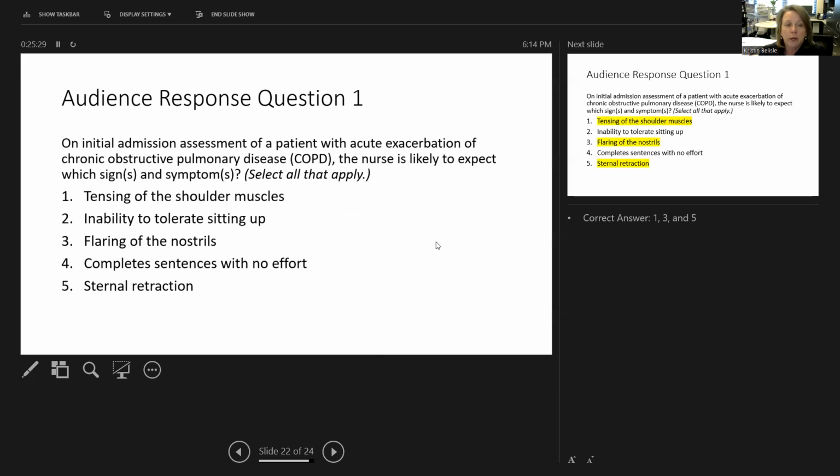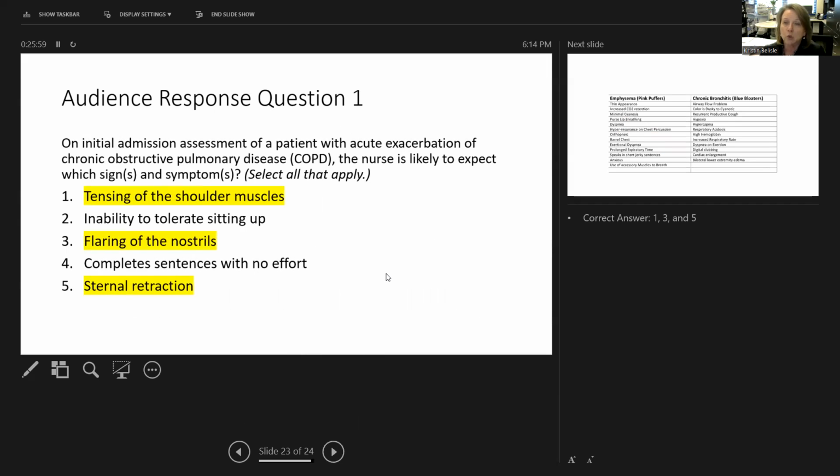Here is a question. Go ahead and read. An initial admission assessment of a patient with acute exacerbation of chronic obstructive pulmonary disease, or COPD. The nurse is likely to expect which signs and symptoms? Tensing of shoulder muscles, inability to tolerate sitting up. No, they need to sit up. Flaring of nostrils, complete sentences with no effort, or sternal retraction.